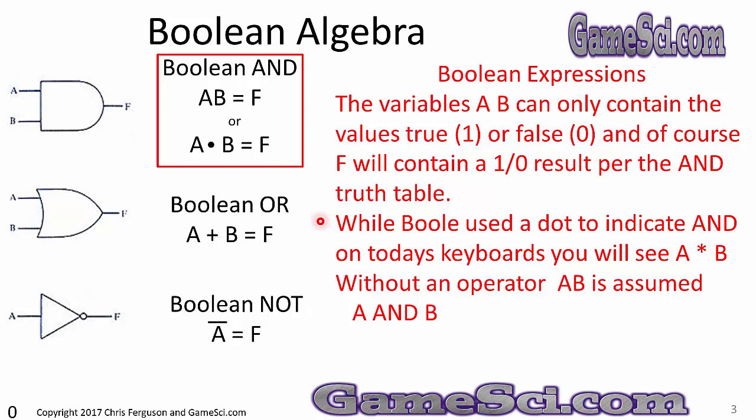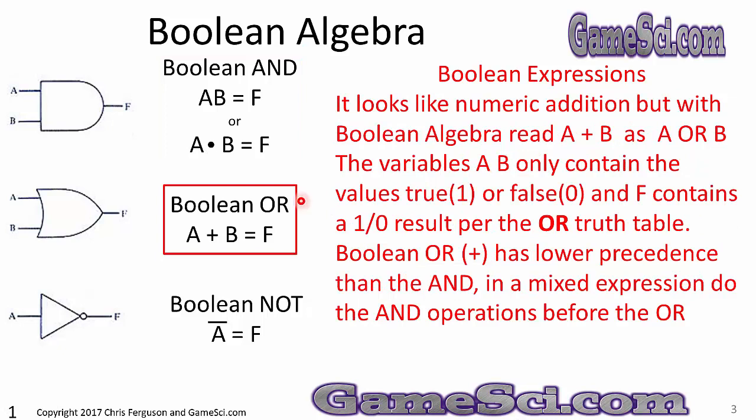While Boole himself used a dot to indicate AND, on today's keyboards you will sometimes see A star B or A asterisk B. Without an operator, AB right next to each other is assumed to be A and B. Here is the logic gate for the AND. Here is the Boolean expression for AND.